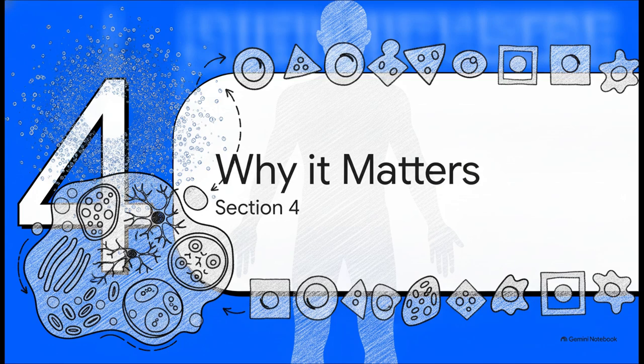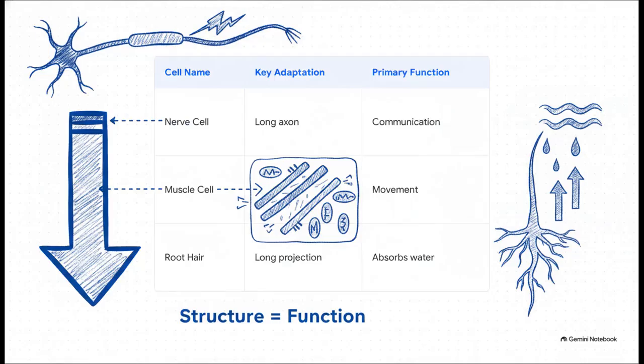And finally, part 4, why cell specialization matters. Okay, we've looked at all these tiny microscopic tools, but let's zoom out and tie this together into the big picture of a fully functioning organism. If we summarize this into a biological cheat sheet, the golden rule of biology absolutely holds true.